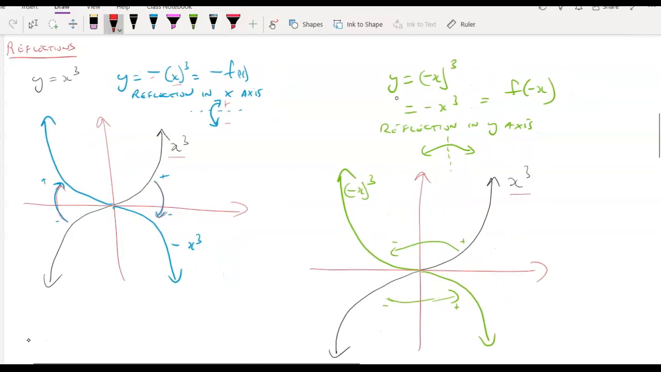Over on the right hand side of the screen, we have put the negative inside the function. When we put a negative inside the function, we're changing the values of the x from plus to minus. We're reflecting in the y-axis. You'll note that when I take this x cubed graph in black and reflect it in the y-axis, I end up with the same shape as if I reflected in the x-axis. The green graph and the blue graph are the same. That's because if I put negative x inside the bracket here and cube it, negative x cubed is negative x cubed, which is the same as what we had over this side.